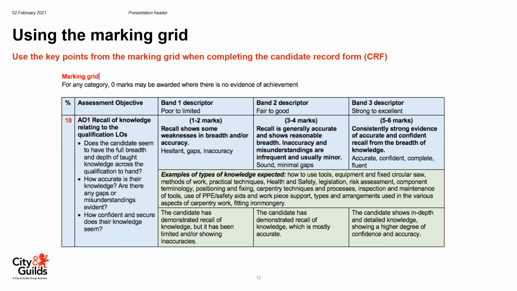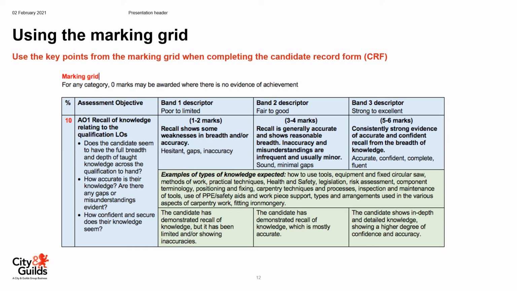For band 2, the candidate should be recalling most things accurately. They're showing a reasonable breadth, some slight misunderstandings, but these are usually only minor. And the top band is a strong to excellent candidate, consistently accurate, confident, everything is fluent and complete.